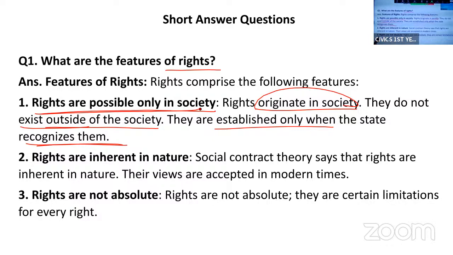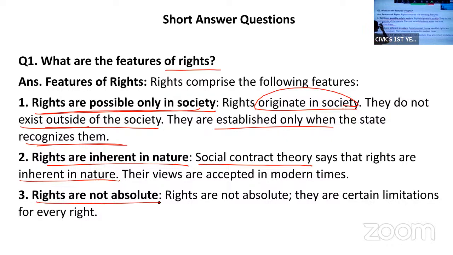The next is rights are inherent in nature. Inherent means it is transferred from one generation to another, next generation. So it is social contract theory. In the social contract theory, it is said that rights are inherent in nature and it is accepted in the modern times.